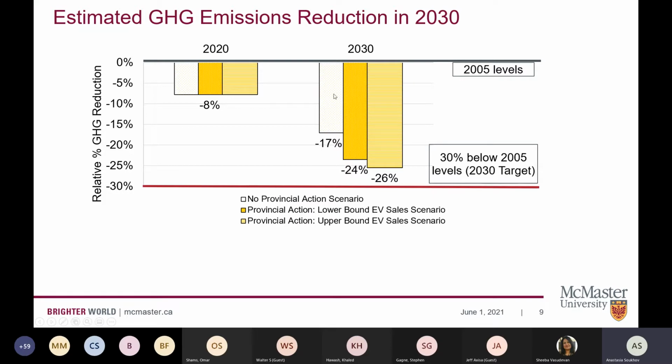So this is just an overview of the results. You can see if we start off in year 2020, we are now 8% of 2005 levels. That's our starting point. And if the province does nothing, we would see a reduction in 2030 of 17% in the passenger transportation subsector. But if the province acted with our policies, we would see up to 26% reduction in emissions relative to below the 2005 levels. So that again assumes that upper bound of EV sales.